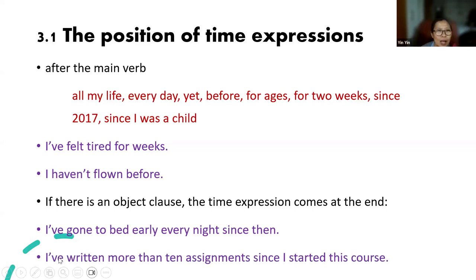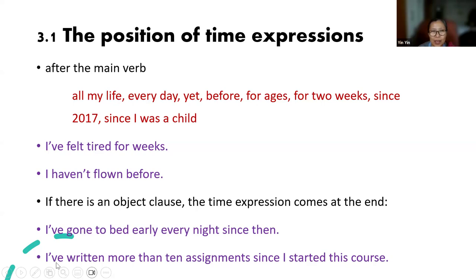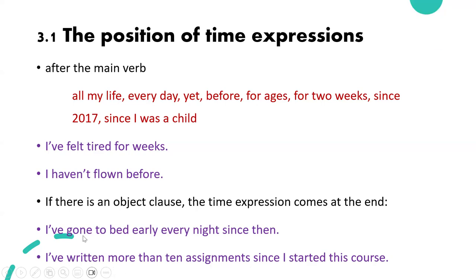I have written more than 10 assignments since I started this course. I have written, verb. Subject, verb. More than 10 assignments, object clause. Since I started this course, time expression.